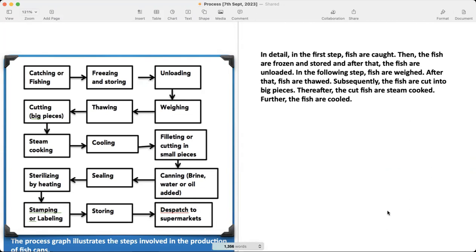Then the fish are cut into small pieces. Very good. Then the fish are cut into small pieces.